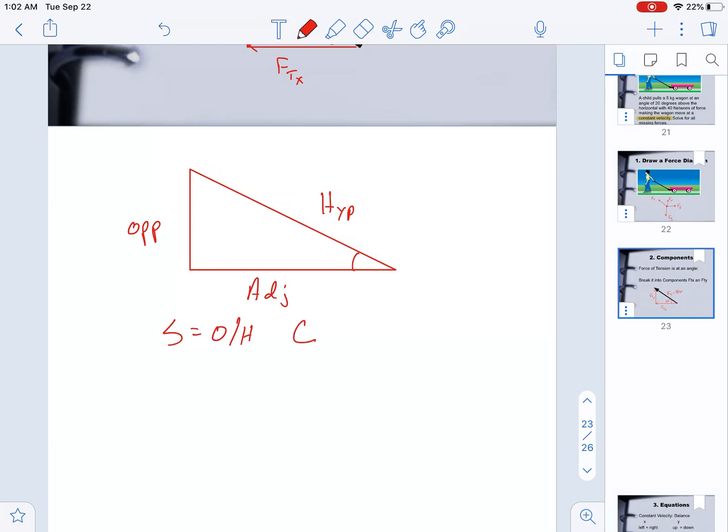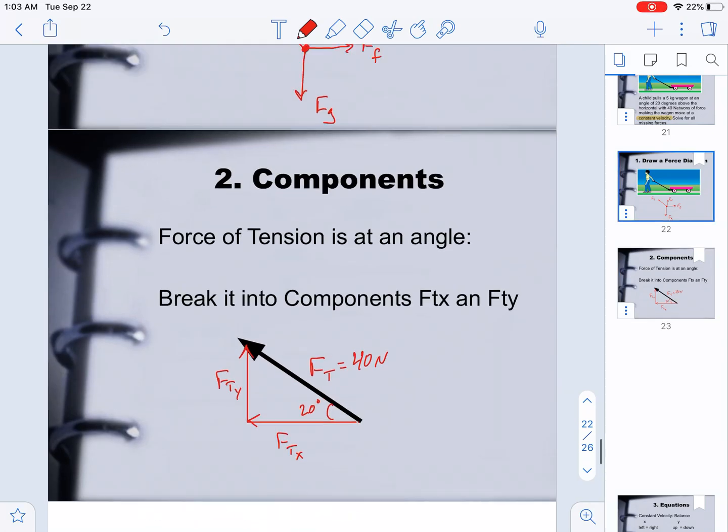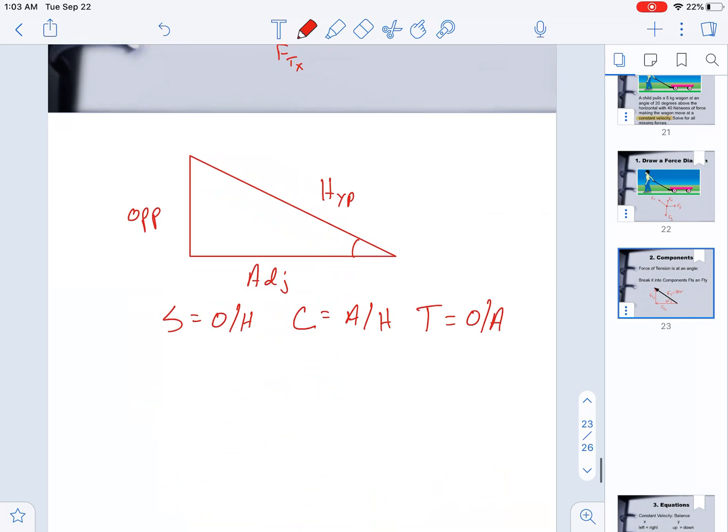My cosine is equal to adjacent over hypotenuse, and my tangent is equal to opposite over my adjacent side. We are going through this kind of quickly. It is assumed that you are comfortable using at least your 3 trig functions here.